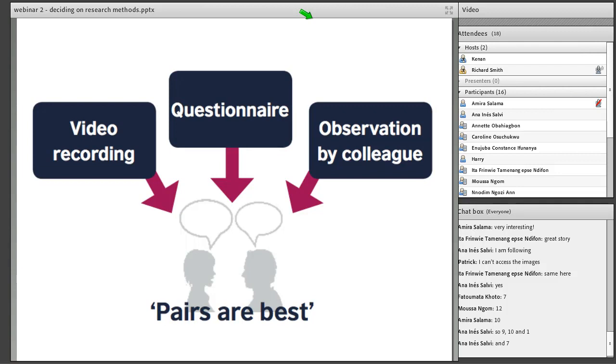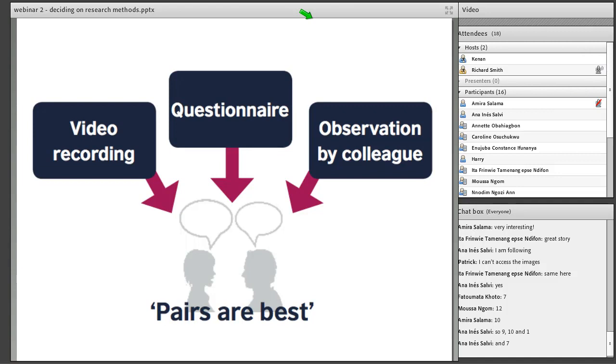So his main finding was that pairs were best for these students, and that was from what they thought, the questionnaire, but also from what he could see from that video recording and from his observation by a colleague, and they all came together to find this finding.